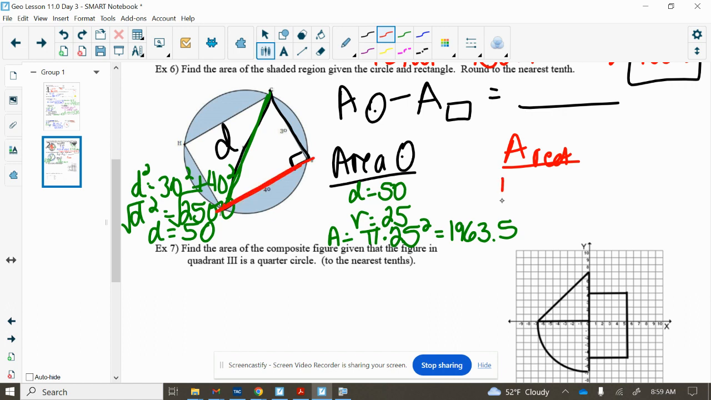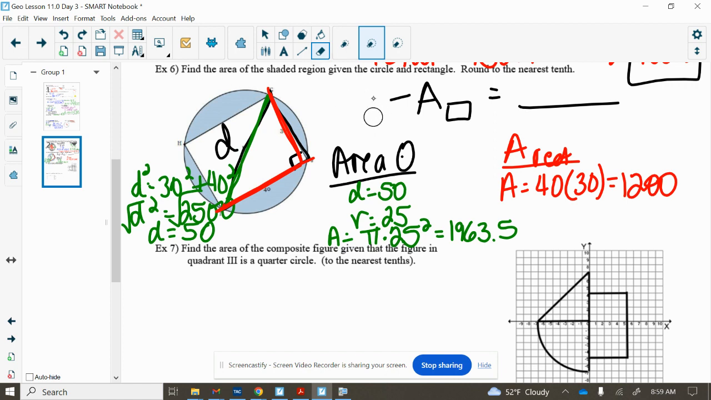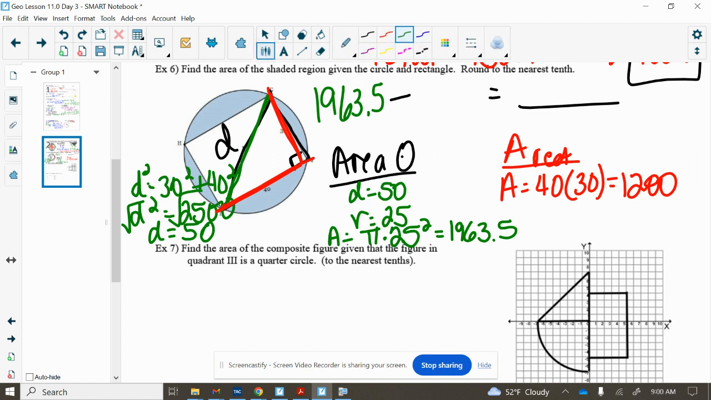Now the area of the rectangle is just our base times our height. So the base of the rectangle is 40. The height is 30. 40 times 30 is 1,200. So again, to find our total area this time, we're going to take the area of the circle, which we said is 1,963.5, and then the area of our rectangle, which is 1,200. And when we subtract those, we get our final answer, which is 763.5 units squared on that one.